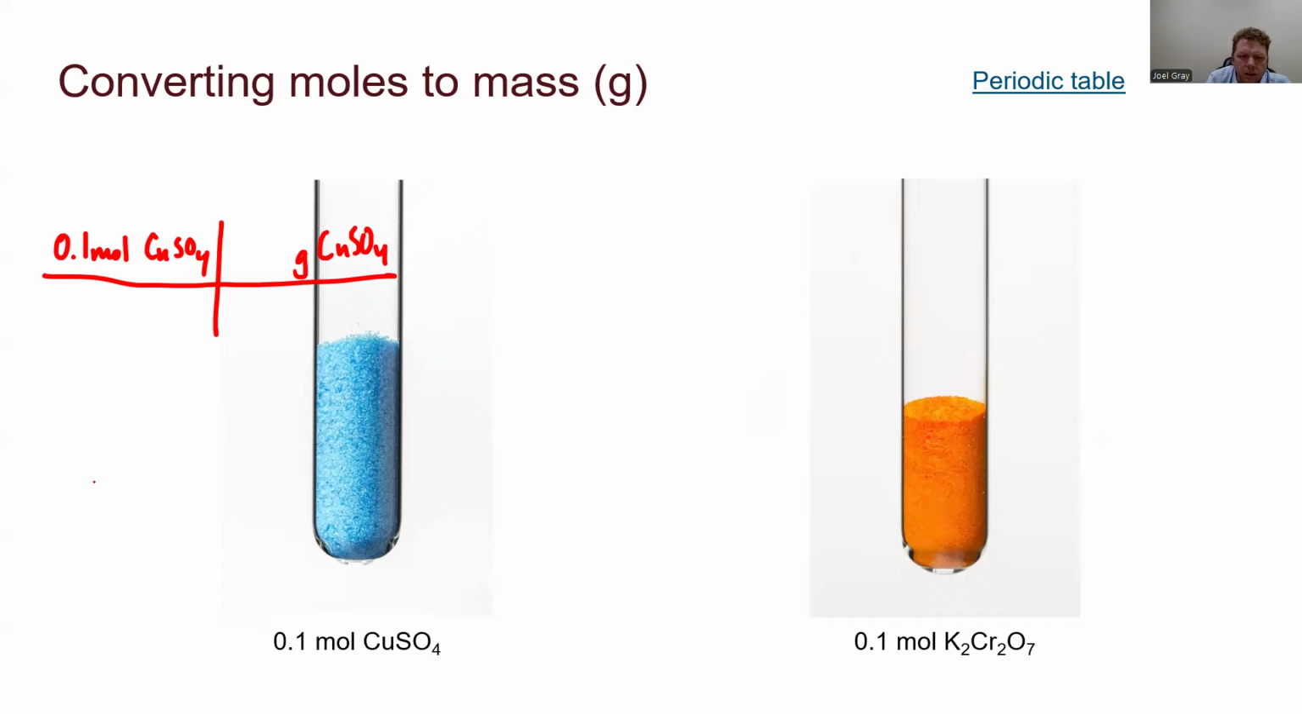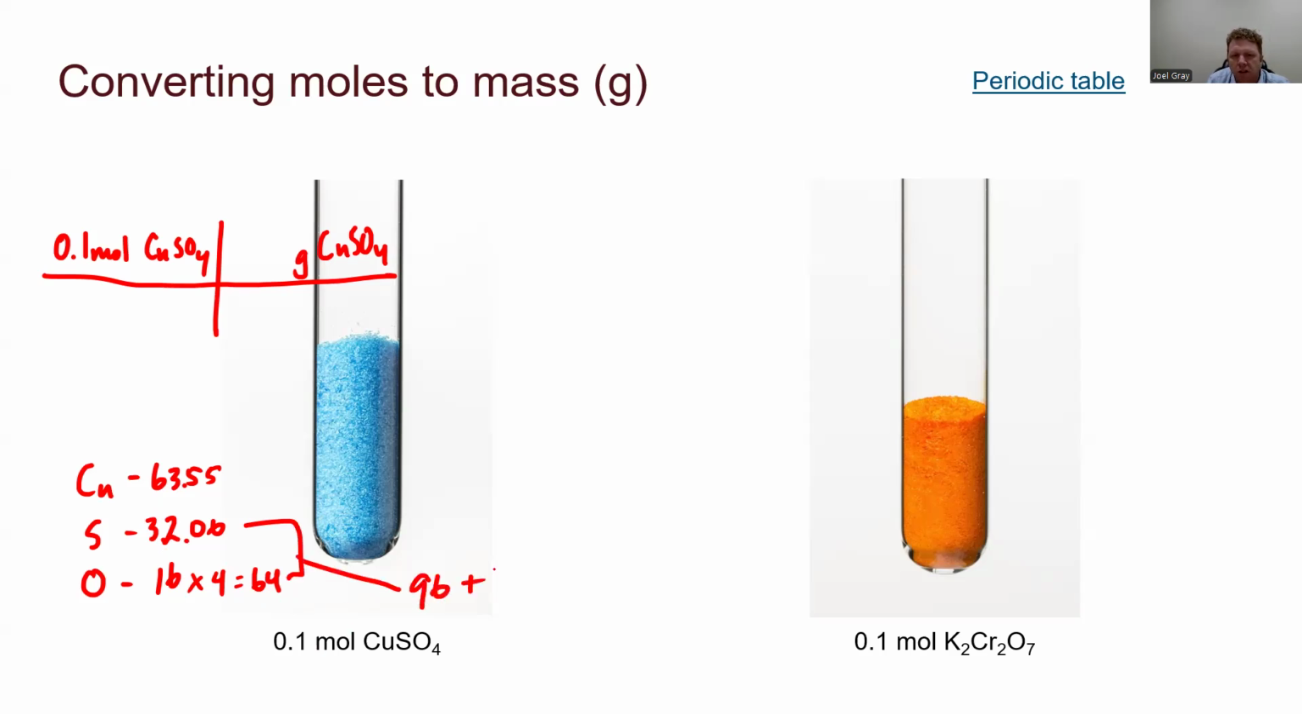So I'm going to write this out. I'm going to detail everything. Cu is 63.55. S is 32.06. Oxygen, there's 4 of them, and each one is 16. So I'm going to say 16 times 4 equals 64. So this essentially gives me 63 and a half plus 32 plus 64. So 32 plus 64 adds up to 96 plus 63.55. And that's going to give me 159.55. I believe that's correct. Yeah.